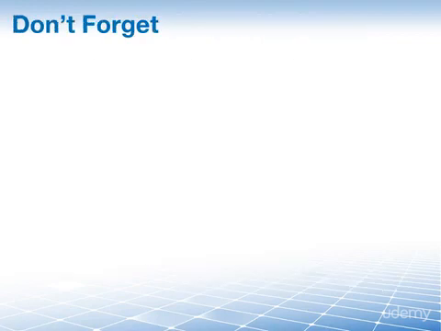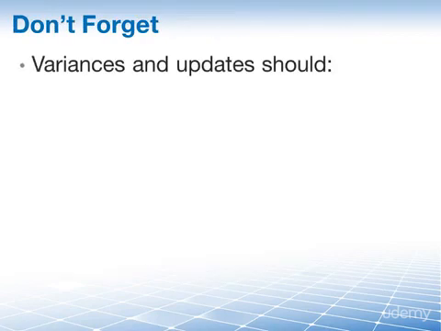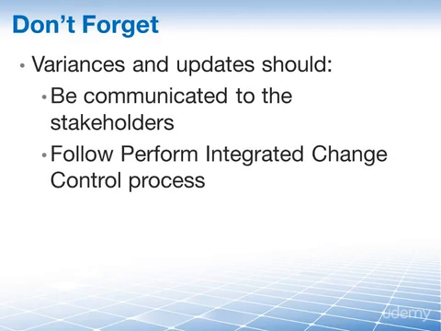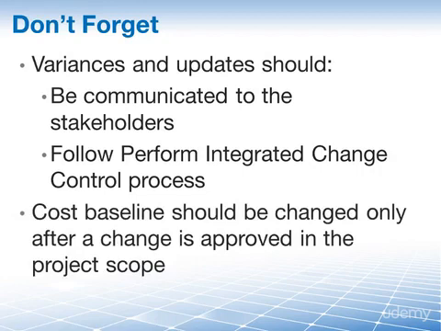Don't forget that variances and all of these updates will also have to be communicated to the stakeholders and that they must follow the Perform Integrated Change Control process. For example, your cost baseline should not be changed just because we can, but usually only after you approve a change in the project scope. I have seen this particular example also as a question in a sample test online.